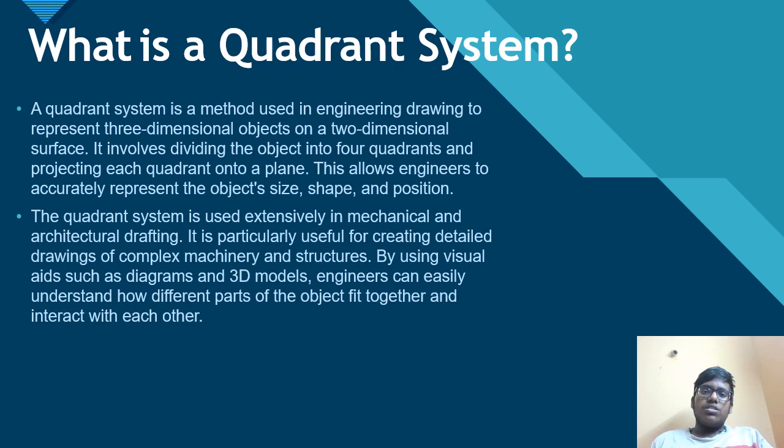What is a coordinate system? A coordinate system is a method used in engineering drawing to represent three-dimensional objects on a two-dimensional surface, which divides the object into four quadrants and projects each quadrant onto a plane, which also allows engineers to accurately represent the object's size, shape, and position. Used extensively in mechanical and architectural drafting, particularly useful for creating detailed drawings of complex machinery and structures. By using visual aids such as diagrams and 3D models, engineers can easily understand how different parts of the object fit together and interact with each other.